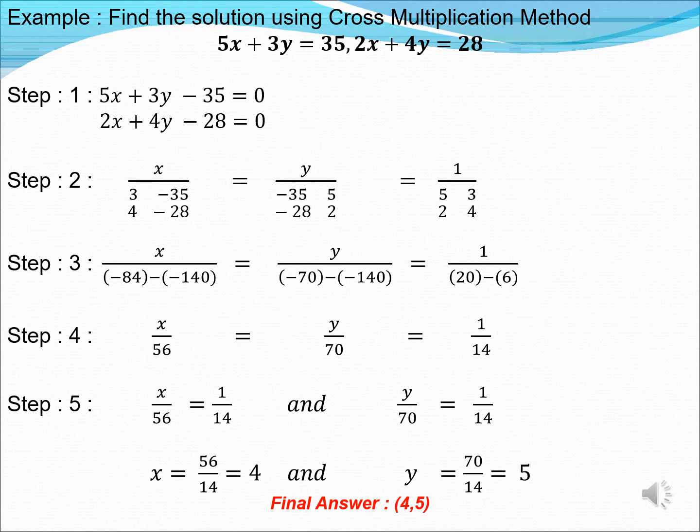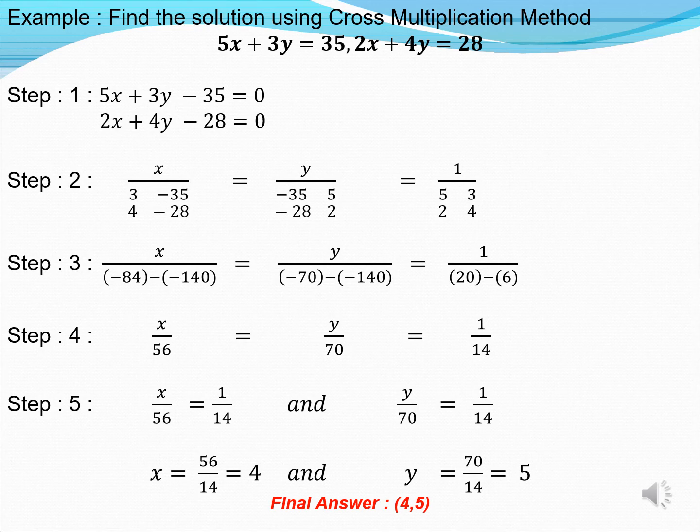As you know, step number 1, we have to write the given equations in the form of ax plus by plus c equals 0. So we are writing the first equation as 5x plus 3y minus 35 equals 0, and the second one 2x plus 4y minus 28 equals 0. Hopefully step 1 is very much clear. Now step number 2, the formation of three ratios, the x ratio, y ratio and the constant ratio.